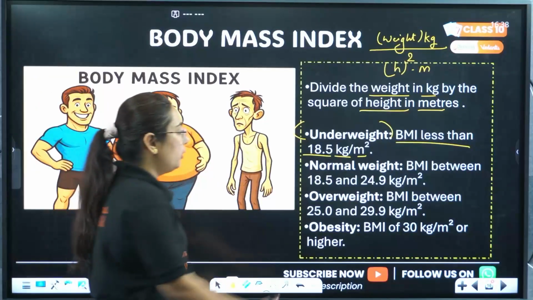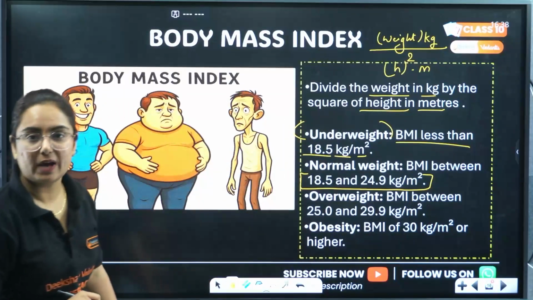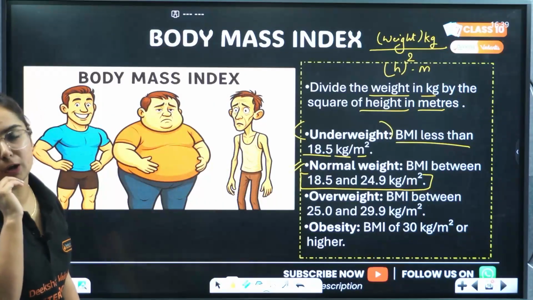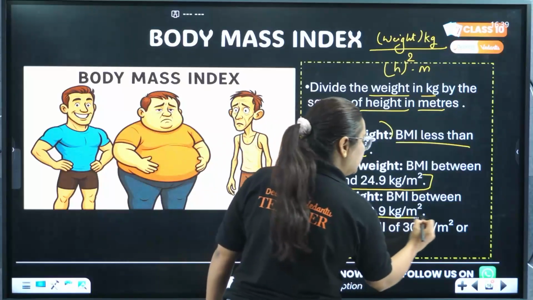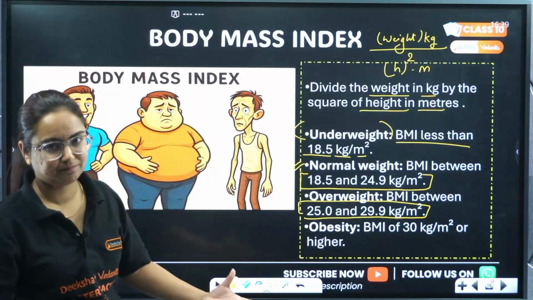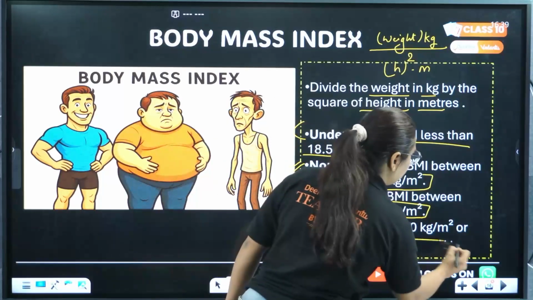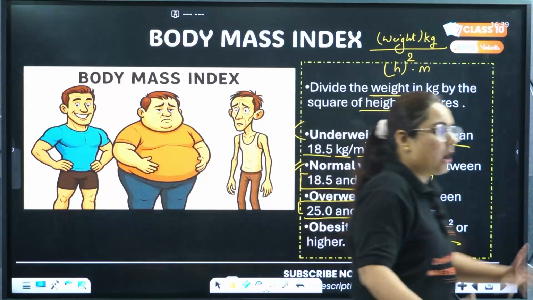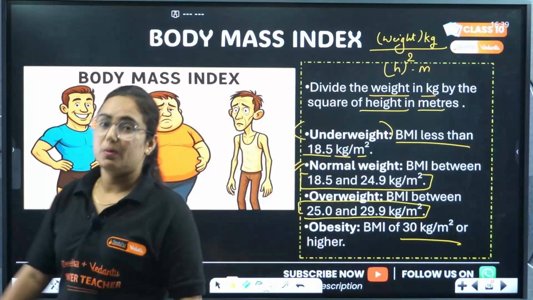Fine. But if your value lies between 18.5 to 24.9 kg per meter square, then you are normal weight. Okay, you are in normal weight. But if it is between 25 to 29.9 kg per meter square, then you are overweight. Okay, problem lies here. And if it is even higher, that of 30 kg per meter square, then you are obese. That means you have obesity. You have a lot of weight and you need to reduce it.